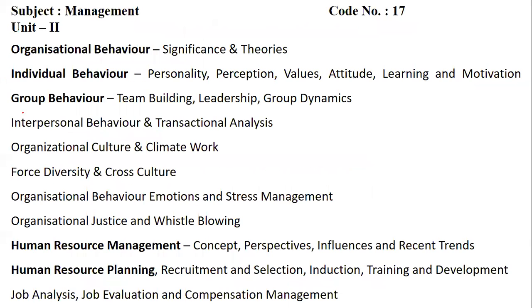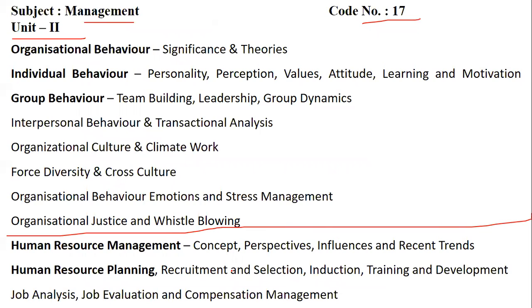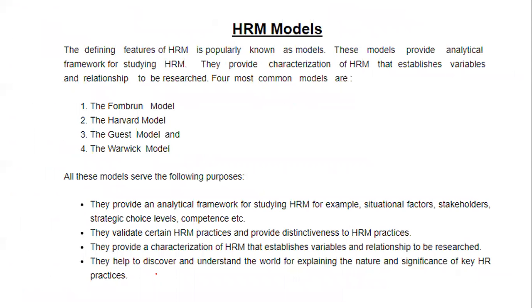Now, let's quickly have a look at the syllabus. I always keep saying that you should be very, very clear with your syllabus. We are talking about the subject Management for your Paper 2, which is code 17. In that, we are talking about Unit 2. Unit 2 is divided into two parts, that is OB and HRM. Right now we are doing HRM, and in HRM today, we are going to see the concept called HRM models. So let's start the session for the day.